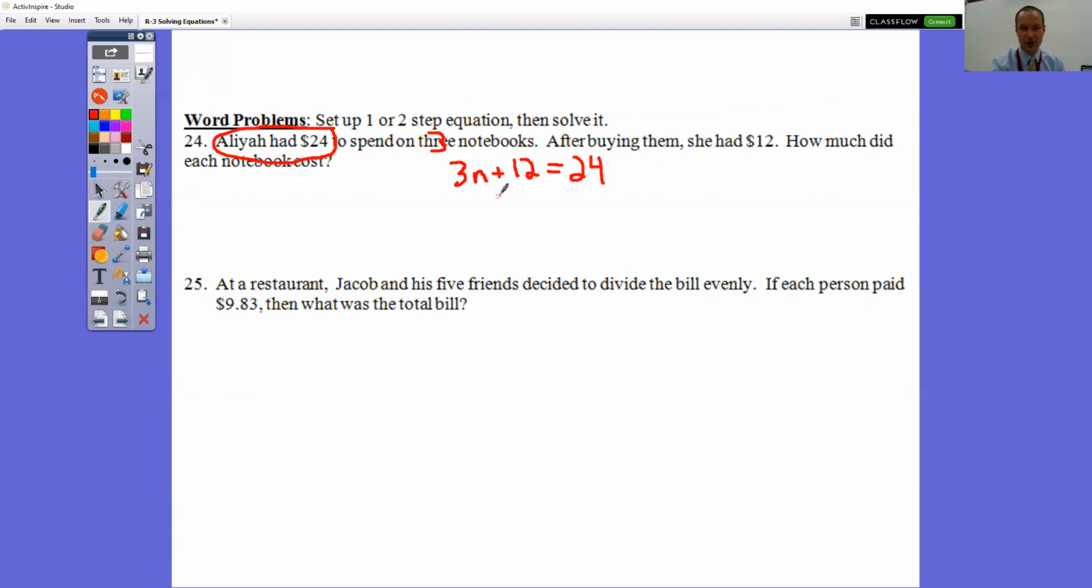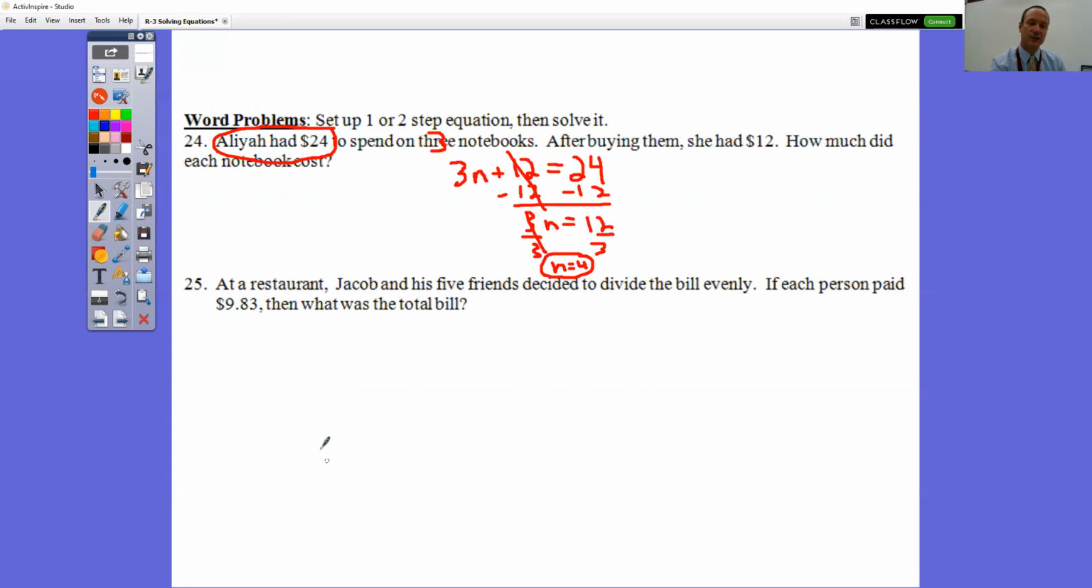So this one is just a 2-step equation. We're going to solve that equation by doing minus 12 and minus 12. It's just a 2-step equation. So 3n equals 12. Divide by 3, divide by 3. And we get n equals 4. So the price of 1 notebook was $4.